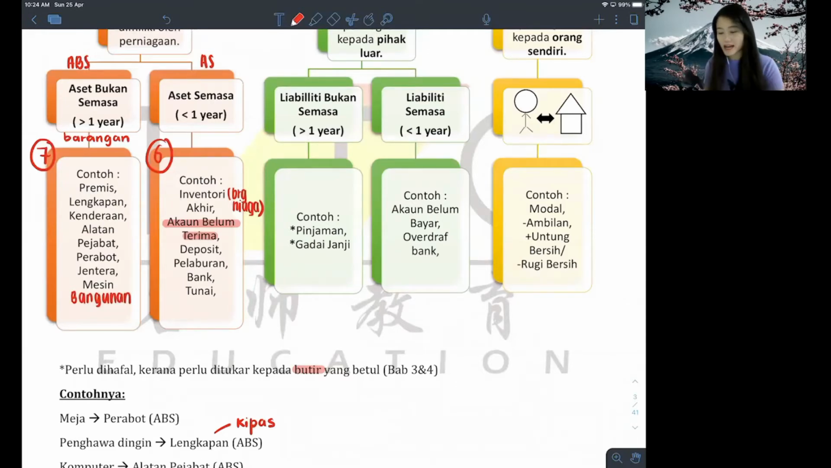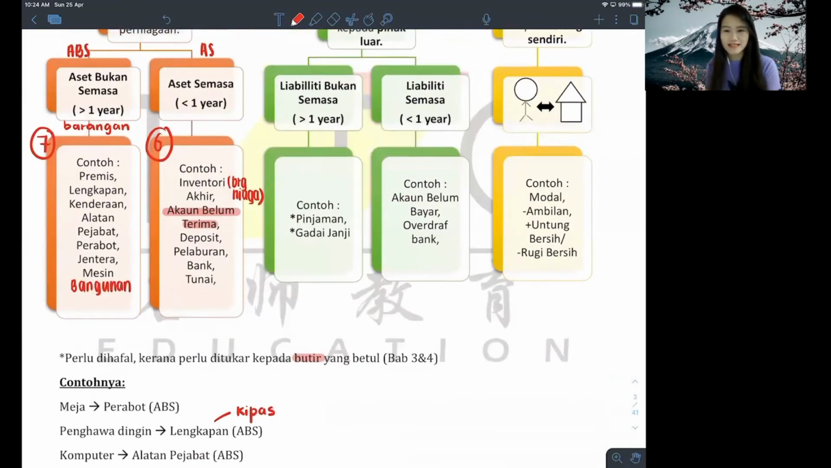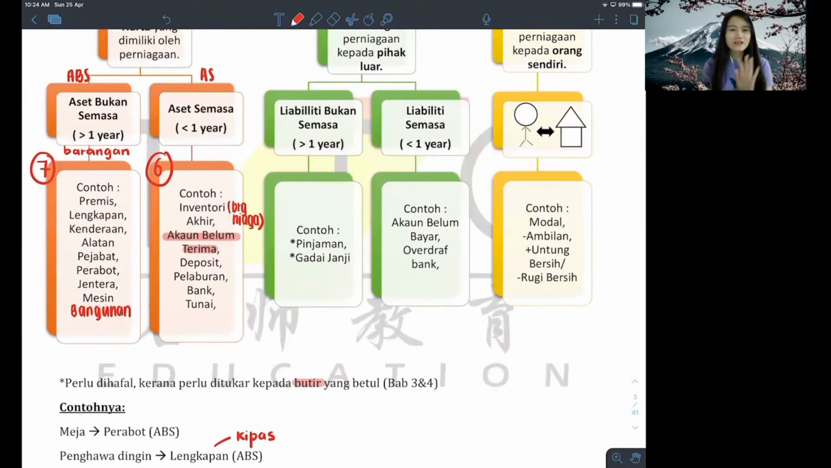Okay, no worries. We are currently at page number 2 already. I'm just explaining about the assets. Okay, let's continue. So we talk about the account belum terima just now.